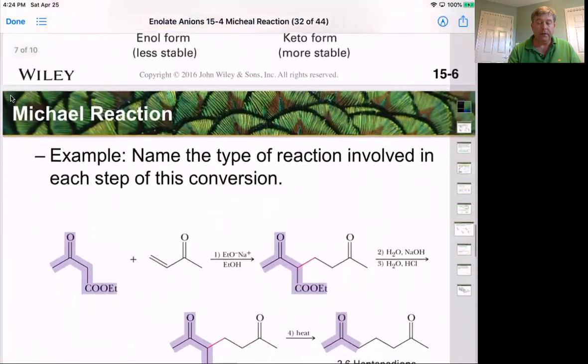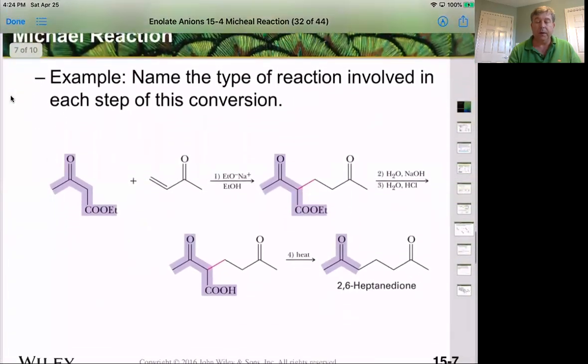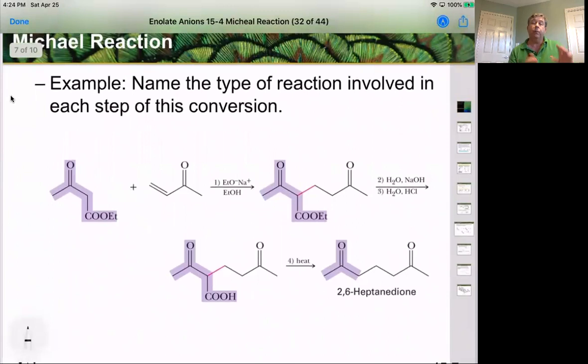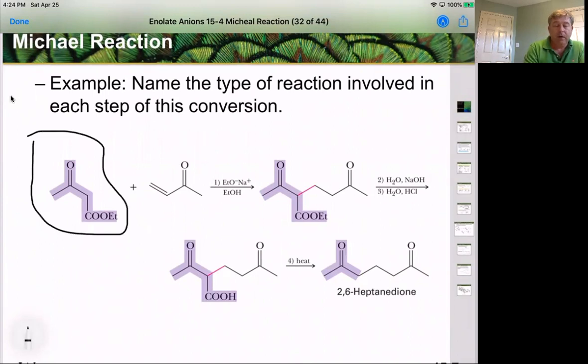So let's do a couple examples of this to kind of show you every step of the situation and where things go. Okay. So in this case right here, we have our dicarbonyl compound right here. We have an ester on this side and we have a ketone on this side, but that makes these the most acidic alpha hydrogens here. Okay. Then the next component of our Michael addition is our conjugated double bond with our ketone compound right here.